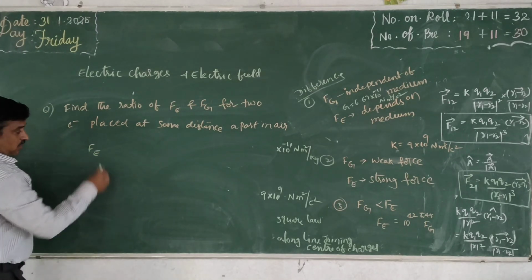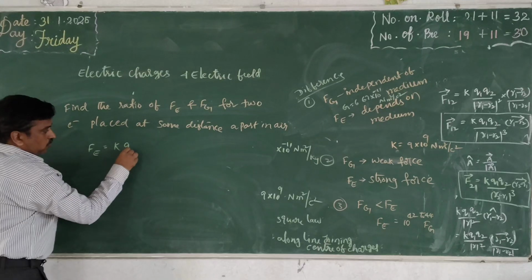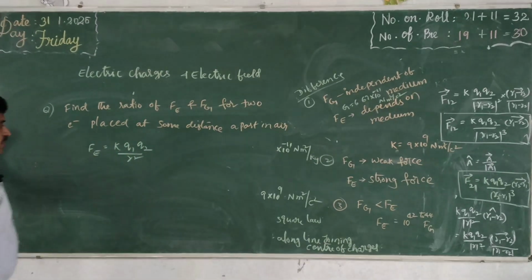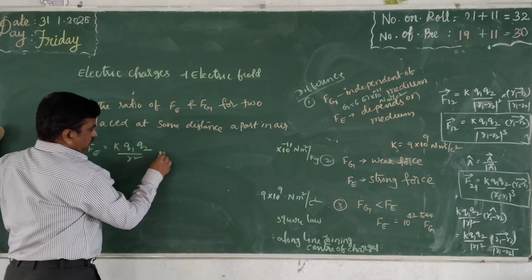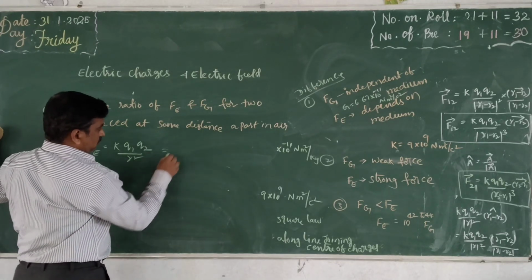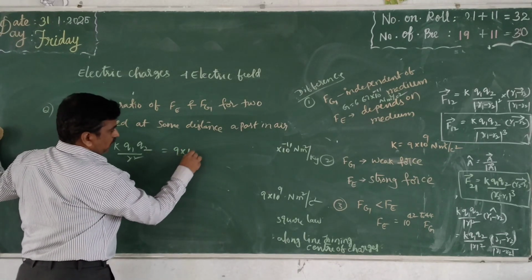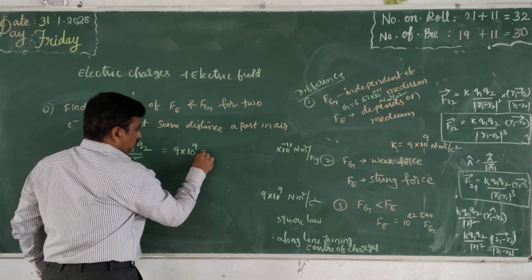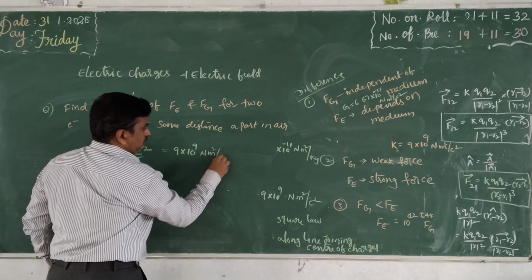What is the electrostatic force? F = k q1 q2 by r square. See here, two electrons. The k value is 9 into 10 power 9 Newton meter square per coulomb square.